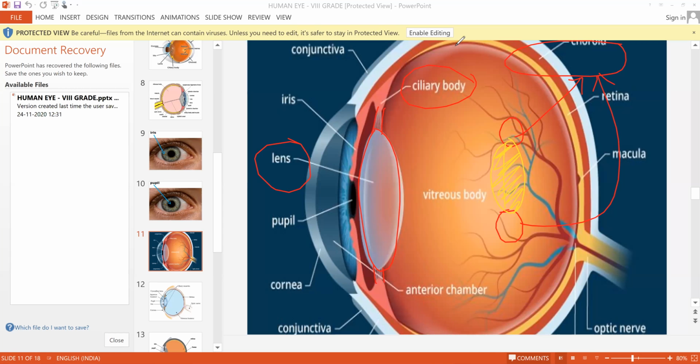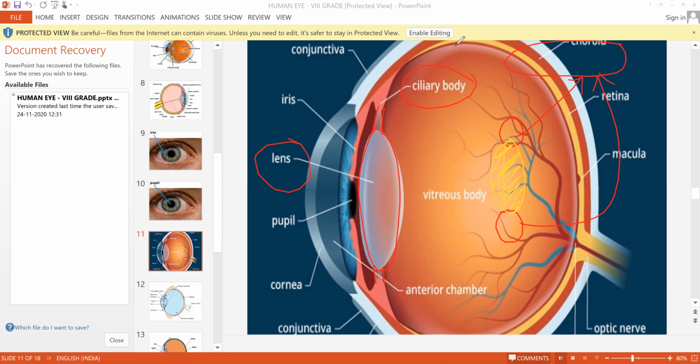A word called accommodation is given in your course book. It is nothing but when we focus nearer to the object or move away from the object. This is called accommodation according to this concept.